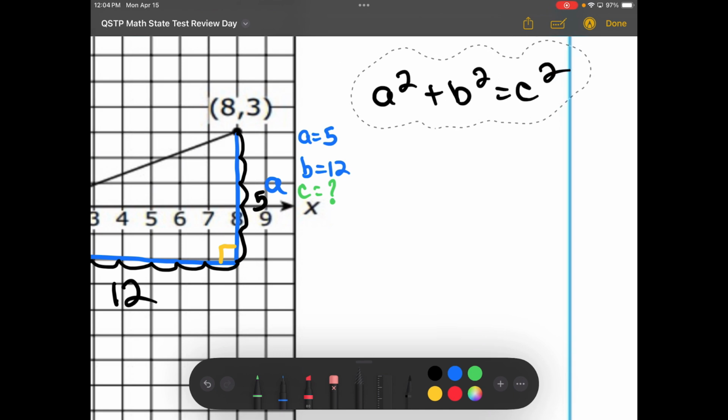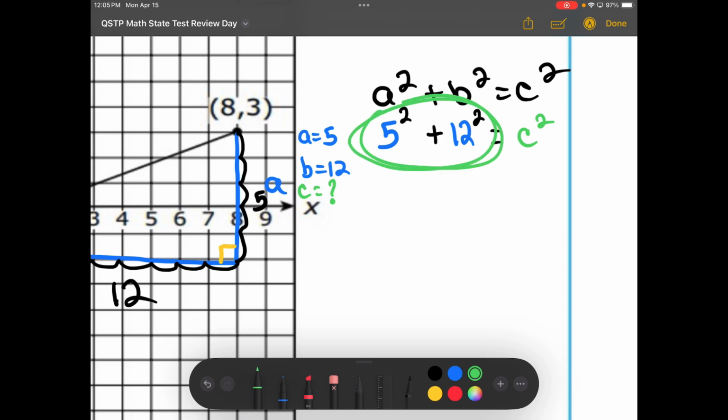And now we shall substitute. All right, so instead of A, I'm going to put 5 squared plus, instead of B, I'm going to put what? 12 squared equals C squared, because we don't know what C is. And again, you could type this whole thing in the calculator. I'm going to work it out by hand.